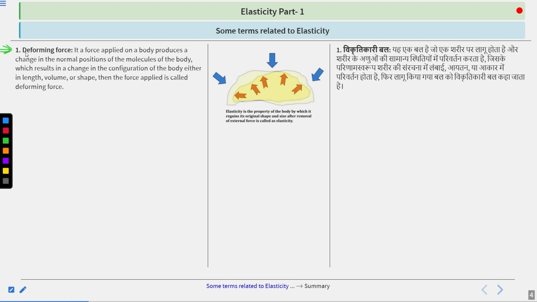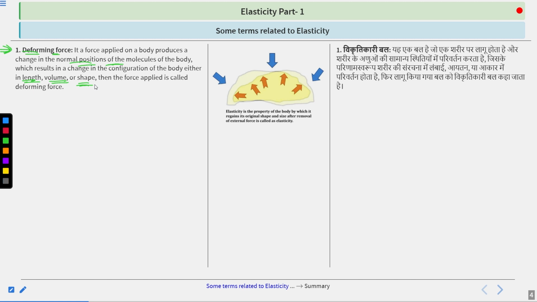Now when you are crushing it, when you are putting pressure through your hand on that ball, what will happen? The normal position of the molecules, which is arranged in a manner that it must be a solid circular ball, will now be dismantled, and it will become a flat spherical ball. So the length of the ball will change, the volume will change, and obviously the shape will change.